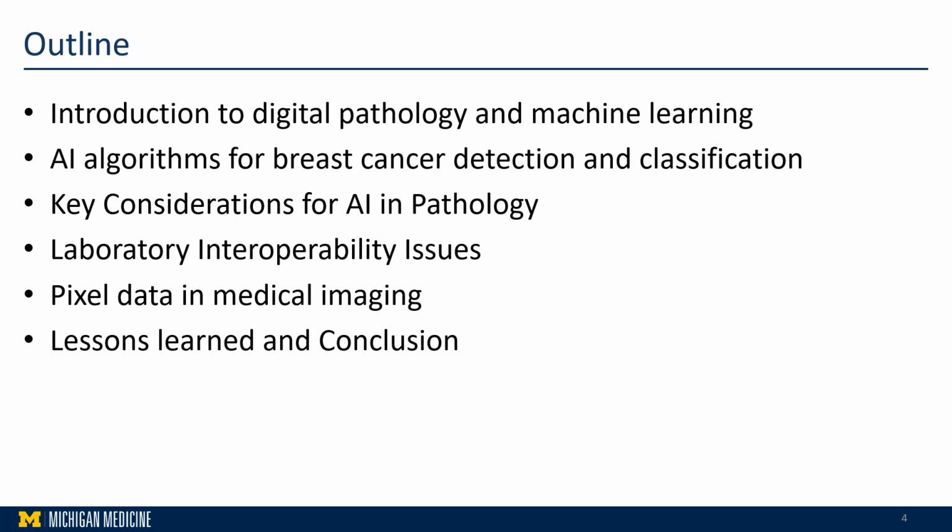And here's the outline, which will cover some introduction about digital pathology and some definition about machine learning. Then we will dive deep into the AI algorithms of breast cancer detection, classification, and other applications in breast pathology. And then we'll move into key considerations for building AI in pathology. We'll cover some lab interoperability issues as well as what the pixel data in medical imaging is and how to handle it, and finally the lessons learned and conclusion.